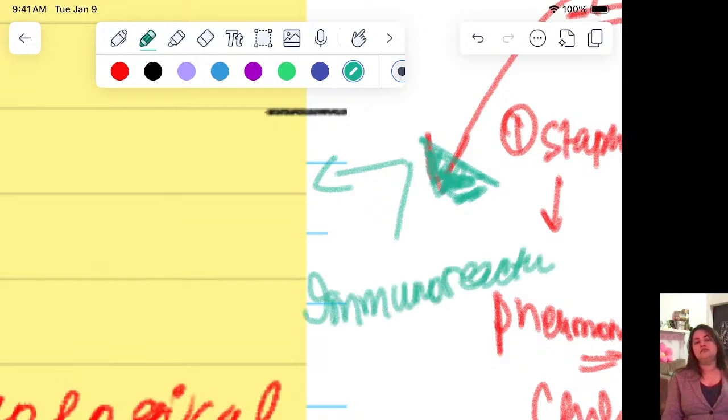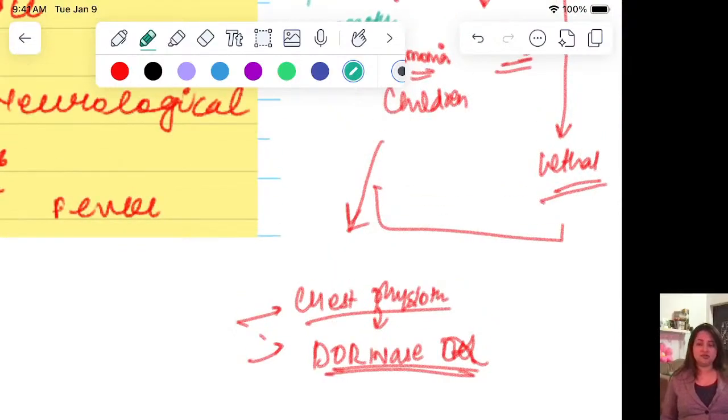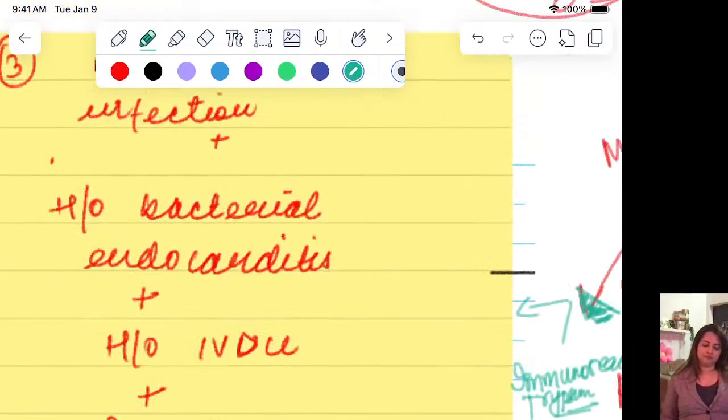So immunoreactive trypsinogen is the screening test for cystic fibrosis in a newborn. याद रखना, this is not sweat chloride level or nasal potential difference. वो वाली चीजें नहीं है. We are talking about the screening test in a newborn. Okay.